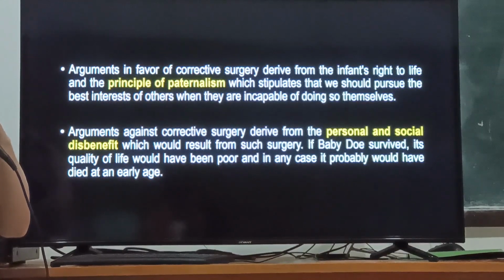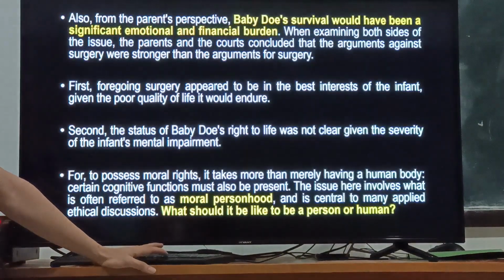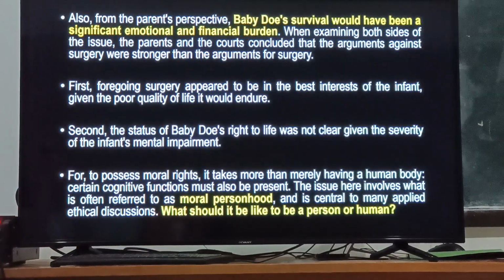So the question now, should corrective surgery have been performed on Baby Doe? So this is now a question of moral personhood. What should it be like to be a person or human? Do we become less human if we have physical or mental disabilities?